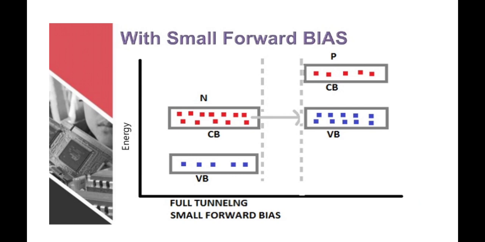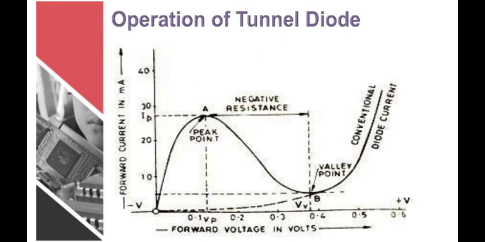Here the tunneling is there. Then the electrons flow from the n side to the p side, to the valence band, and electrons and protons recombine. This attracts the energy flow, and recombination and flow of electrons is the tunneling operation. These are the operational diagrams of forward voltage of the tunnel diode.